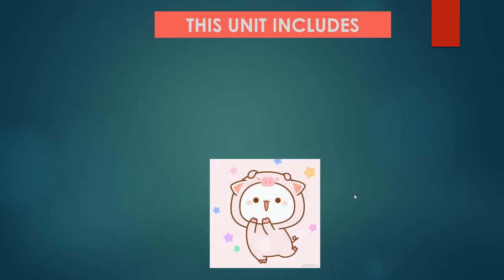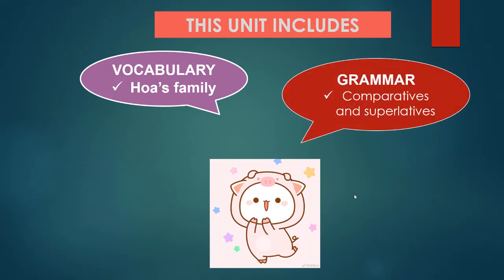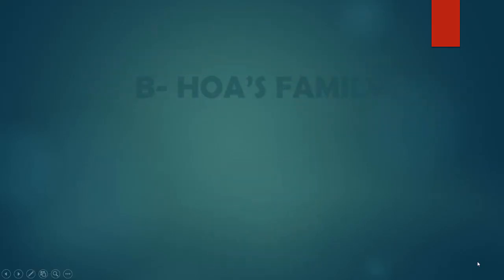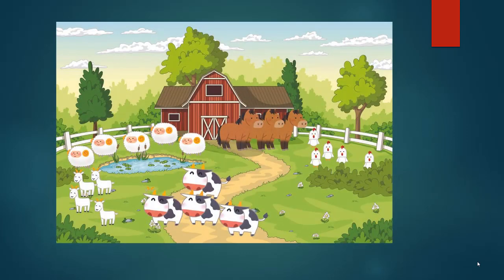In this unit, we will learn about two parts. In the first part, we learn some vocabulary relating to Hoa's family. In the second part, we will learn about comparatives and superlatives. The lesson we learn today is Hoa's Family, B1 and B2. First, let's take a look at some vocabulary.